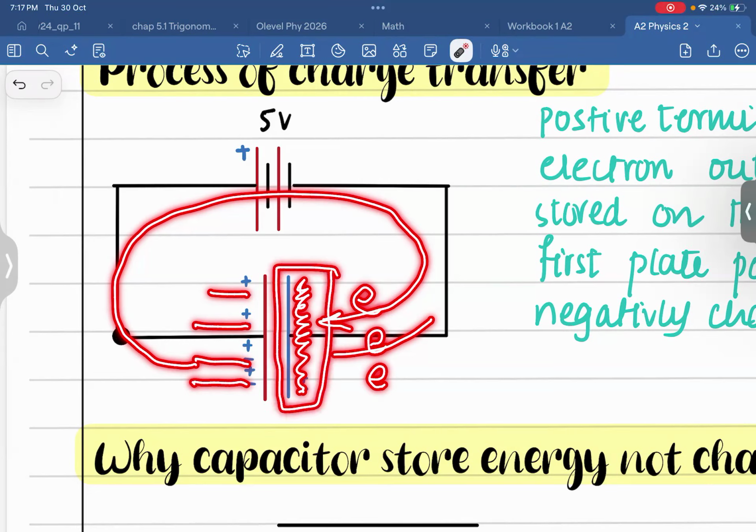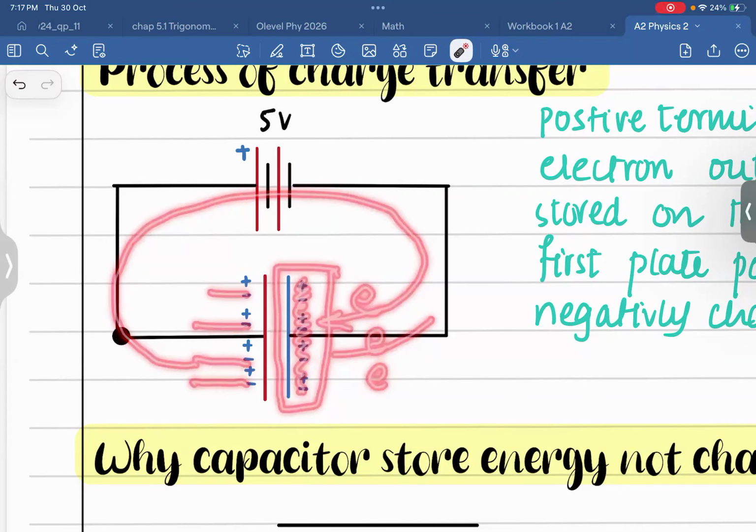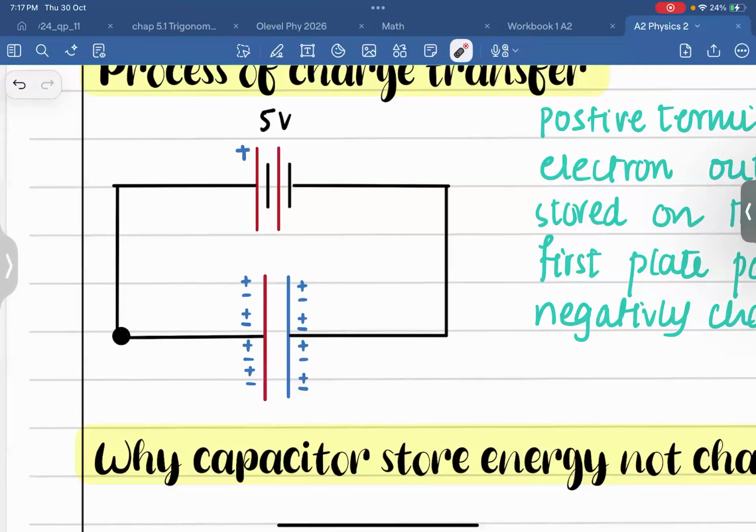And since we are moving the electrons from one plate to another plate, we need energy for the motion, for the movement. For that, we have to do work, and that work done is stored in the form of electric potential energy in the capacitor, right?